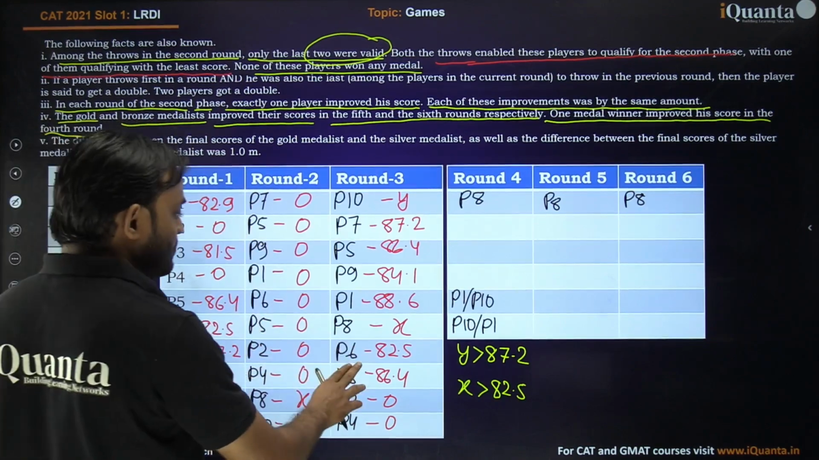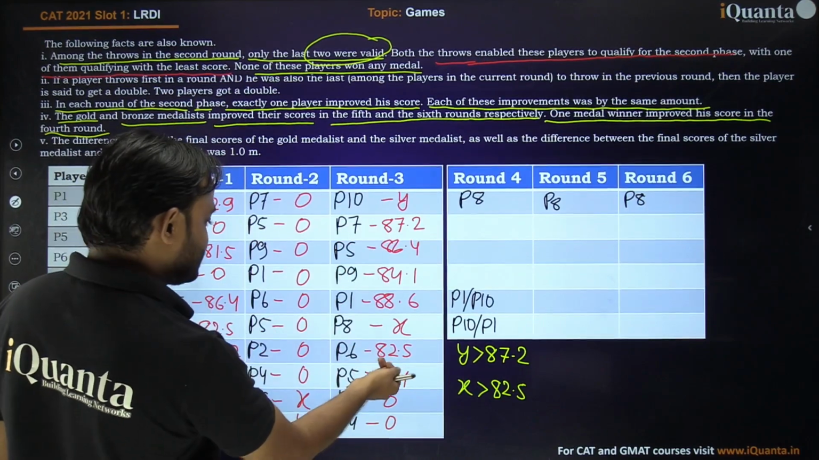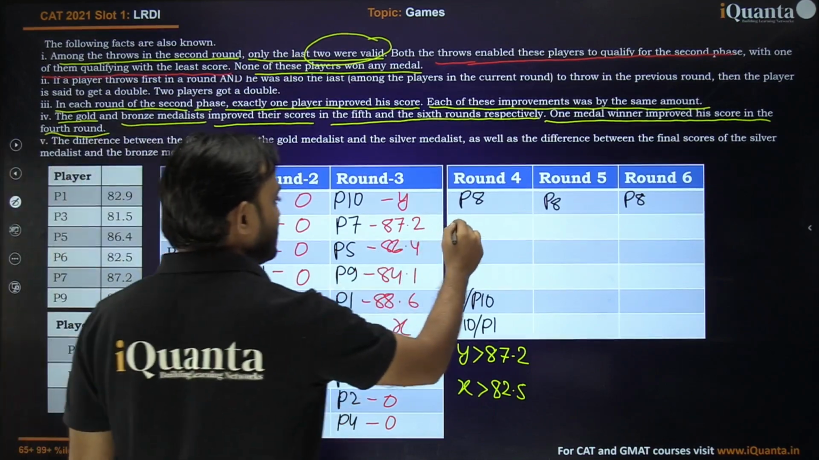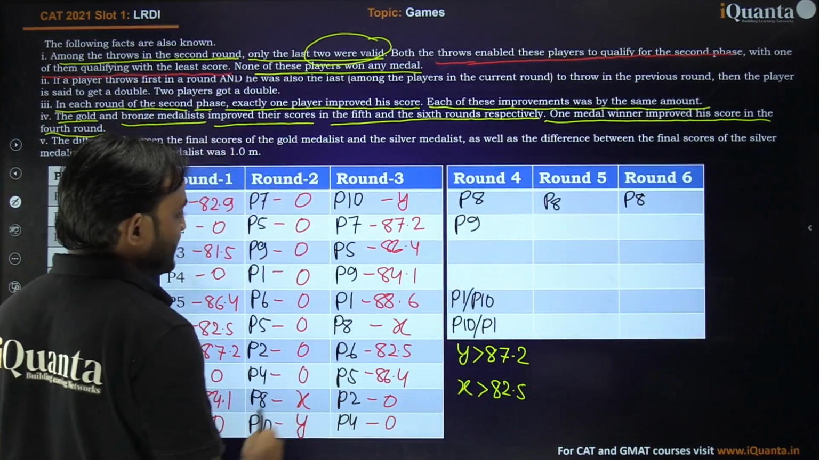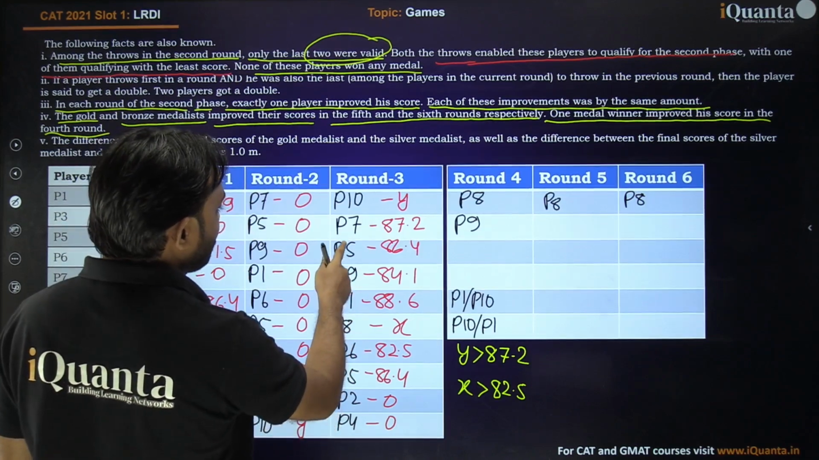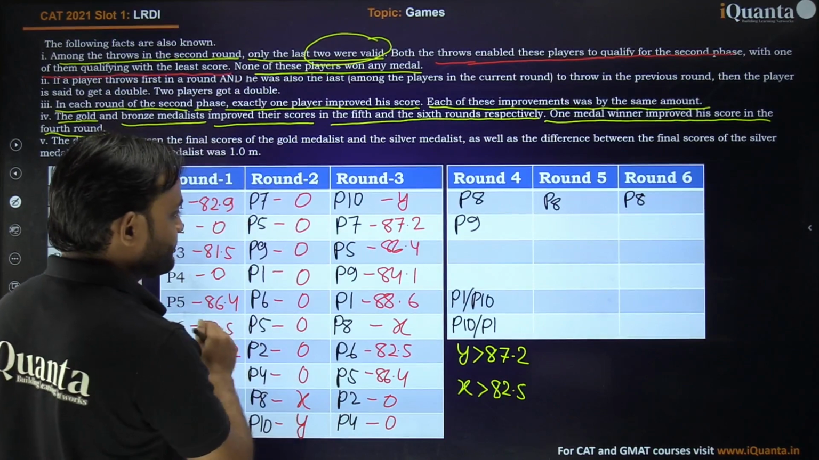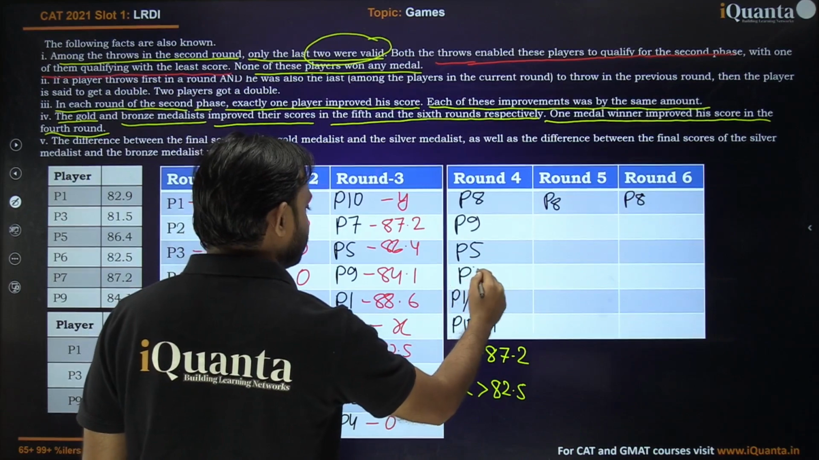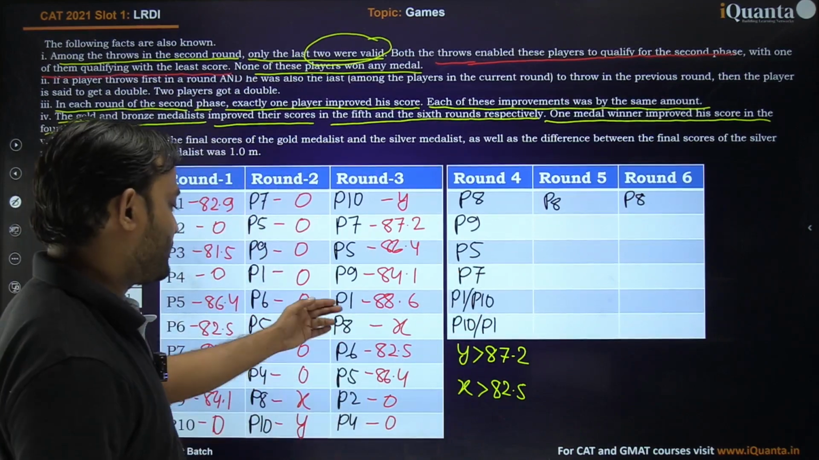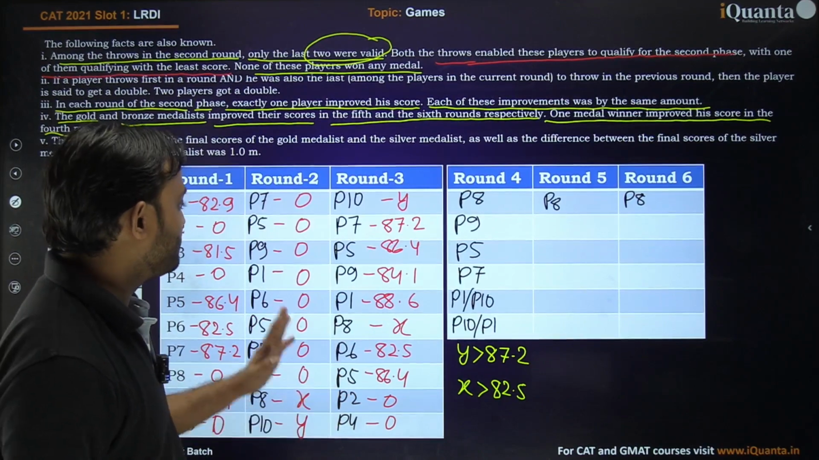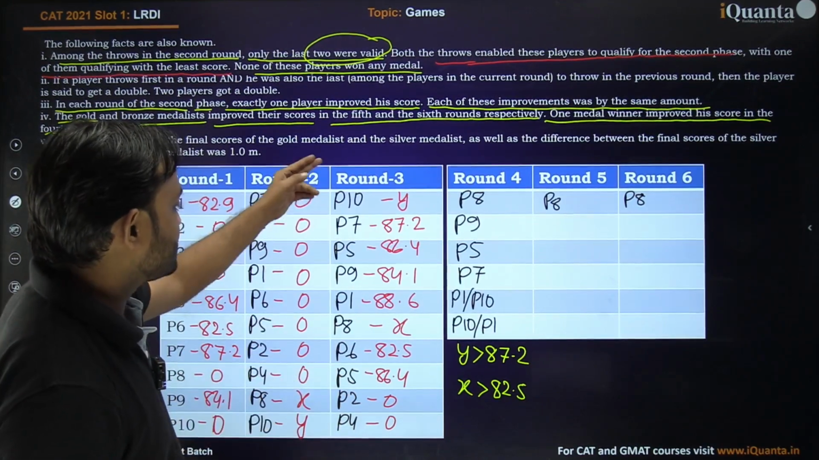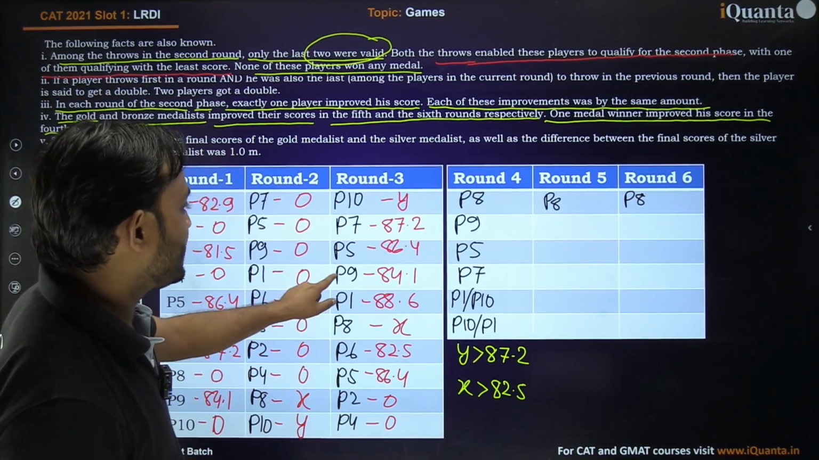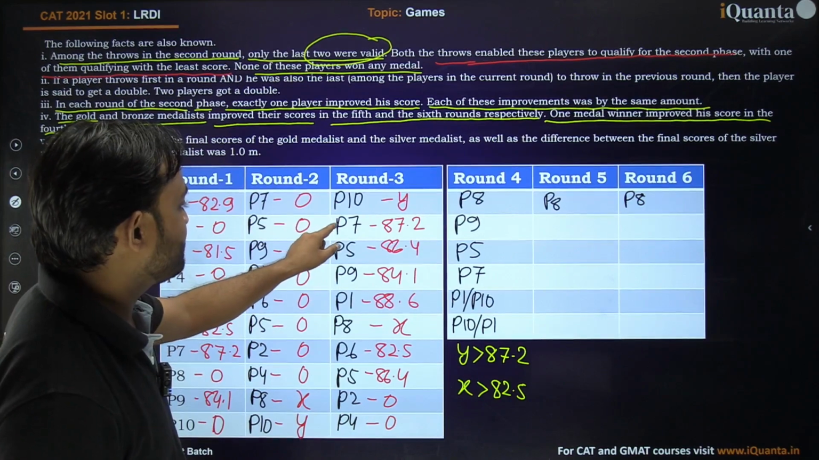Now what's next? After P8, the second highest score is P9, right? So we will put P9 here. Then it was P5, and then comes P7. The rest of them did not qualify. P6, P2, P4 did not qualify. Okay, the rest we can say P8 qualified, P1 qualified, P9 qualified, P5 qualified, and P7 qualified.